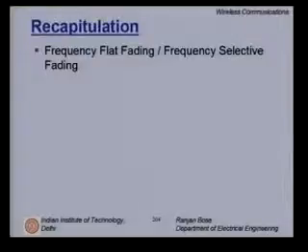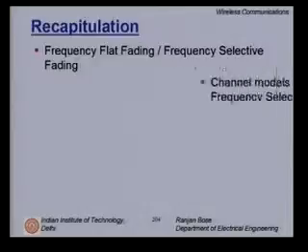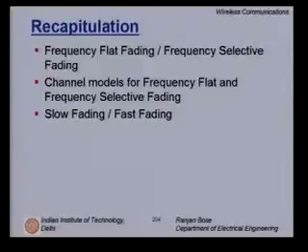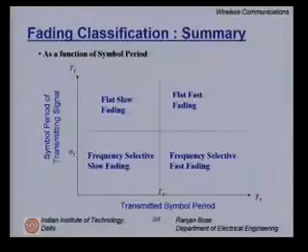So, a brief recap. We have learnt so far that there can be two kinds of channels, the frequency flat as well as frequency selective channel. They depend somewhat on the coherence bandwidth. Then we have looked at various channel models for the frequency flat as well as frequency selective fading, followed by slow and fast fading, which has something to do with coherence time.